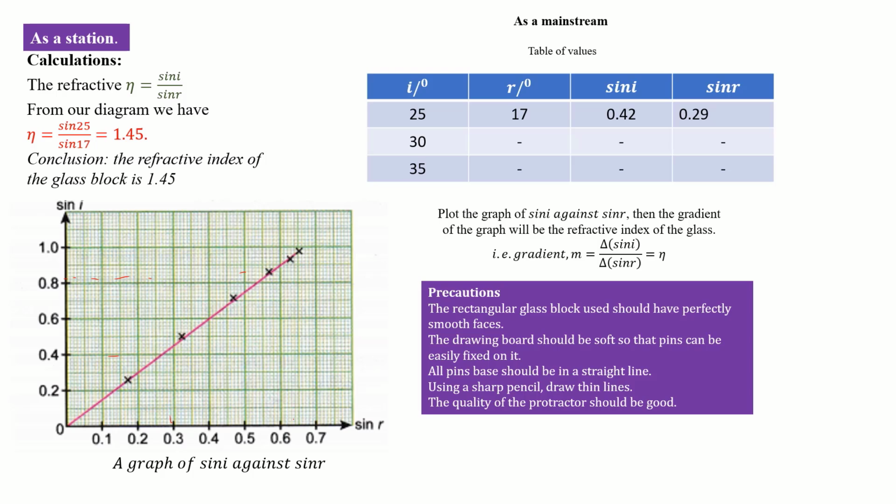So as precautions, the rectangular glass blocks should have perfectly smooth faces. The drawing board should be soft. All pins should be in a straight line. Use sharp pencils and so on and so forth. So those are precautions that you can take.